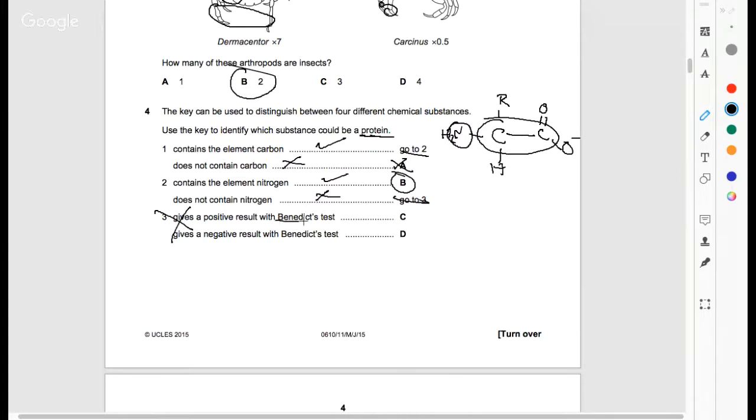A Benedict's test will be for reducing sugars. So that's something else you could look out for. If you're testing something with a Benedict's test, it won't tell you whether it's a protein or not, but it will tell you whether it's a sugar or not.